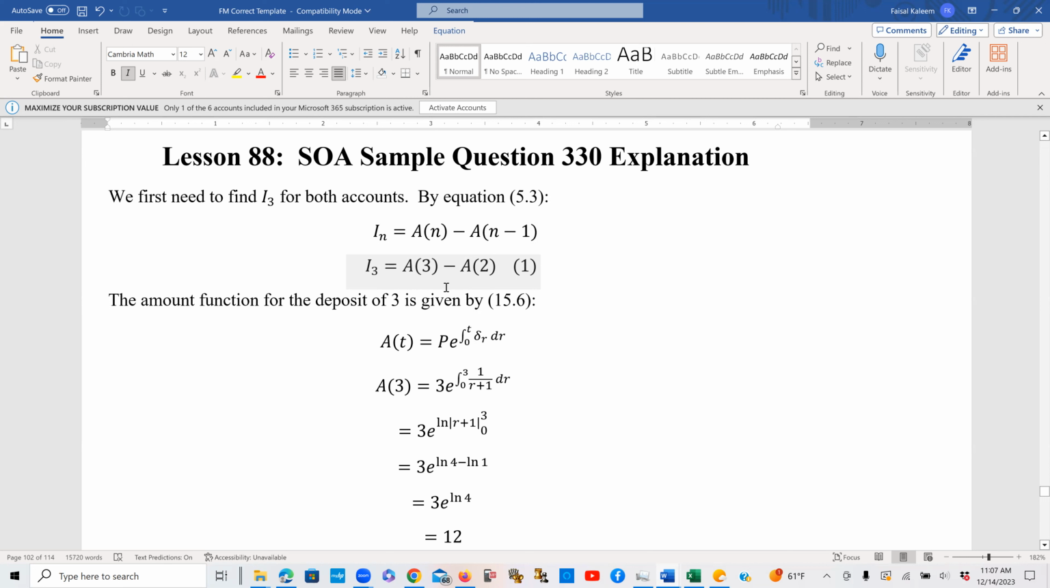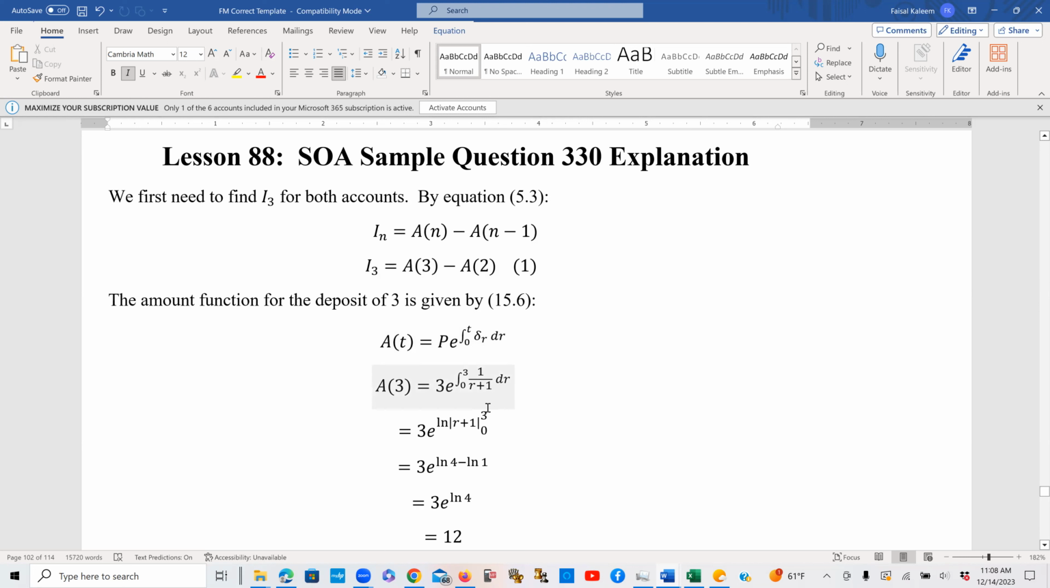And so the amount function for the deposit of 3 is given by 15.6, because the deposit of 3 undergoes the force of interest. And so the amount at t equals principal times e power integral 0 to t of the force of interest. So substitute t equals 3. So A3 equals 3e power integral 0 to 3, 1 over r plus 1 dr, because force of interest was 1 over t plus 1.